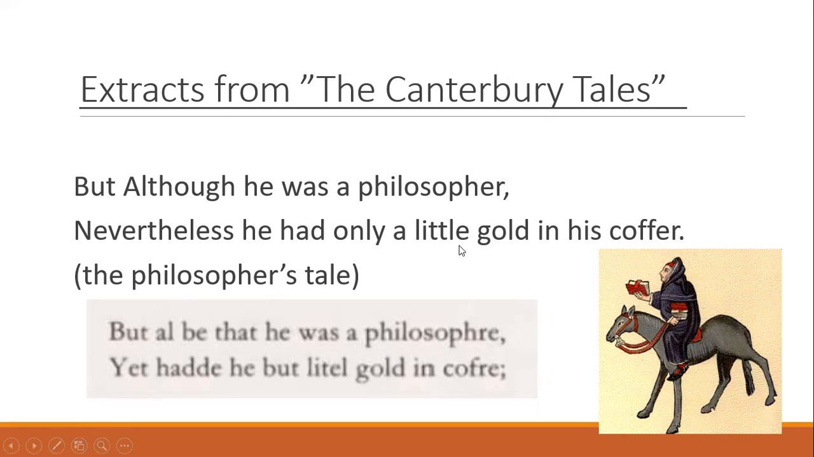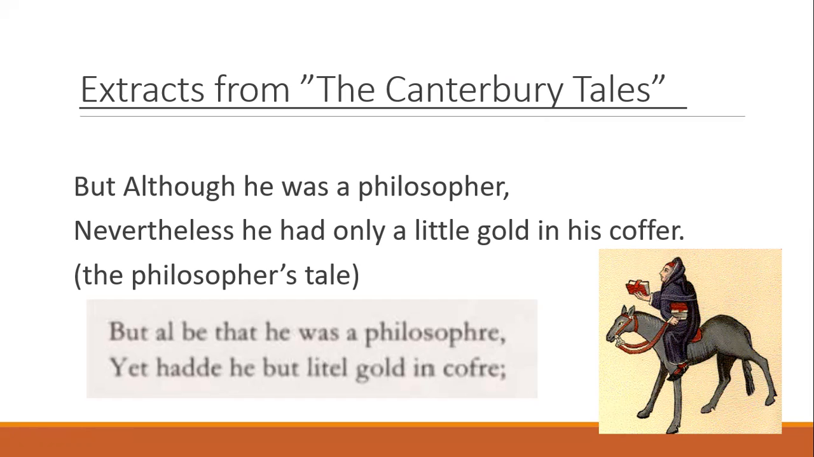This means that it's not that he doesn't care about money. He had a little gold. A little gold is still a lot of money. Now, when I say, for example, someone has a little gold or a little money, it still means that he has lots of money. So that philosopher really had lots of money, but he was trying to show that no, he only cared about knowledge.